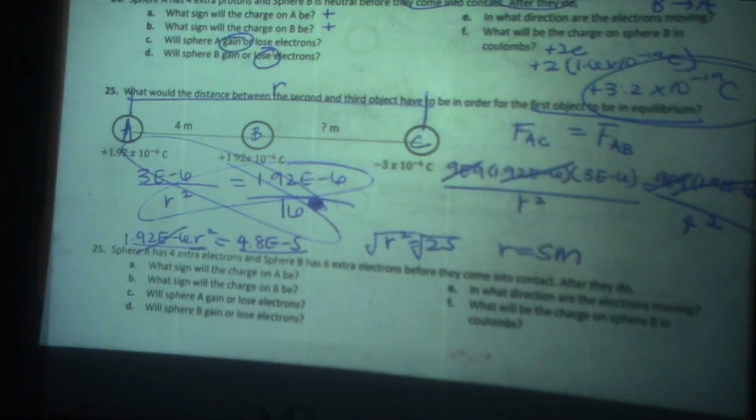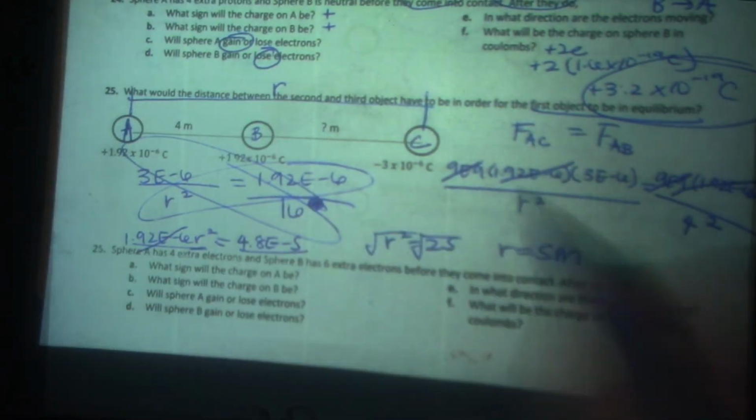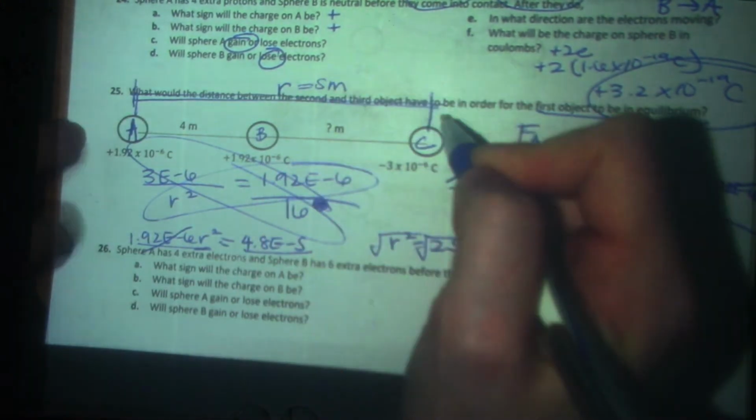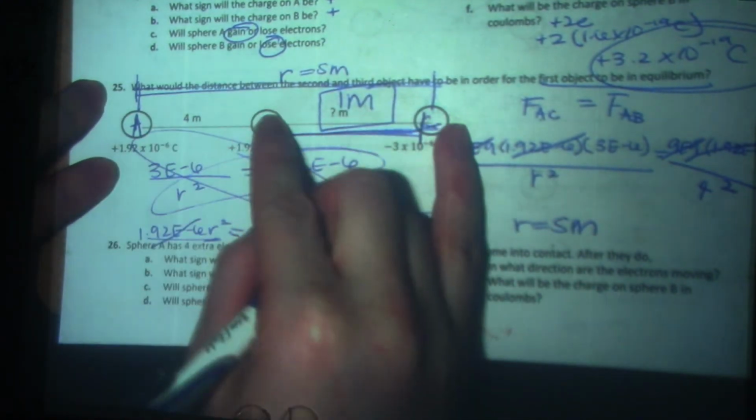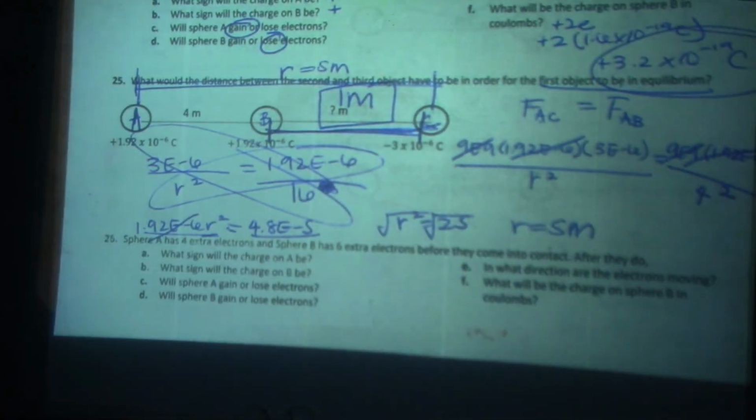And now you're almost done, but that's actually not the answer, because what we just found is the R for AC. So this whole distance right here is 5 meters. But what I asked for is this question mark, this distance between B and C, but it's really easy because if this is 5 meters and this is 4, then this is just 1, you just subtract. So obviously picture not to scale because 4 and 1 would not look like the same distance. So assume that the picture is not necessarily to scale.